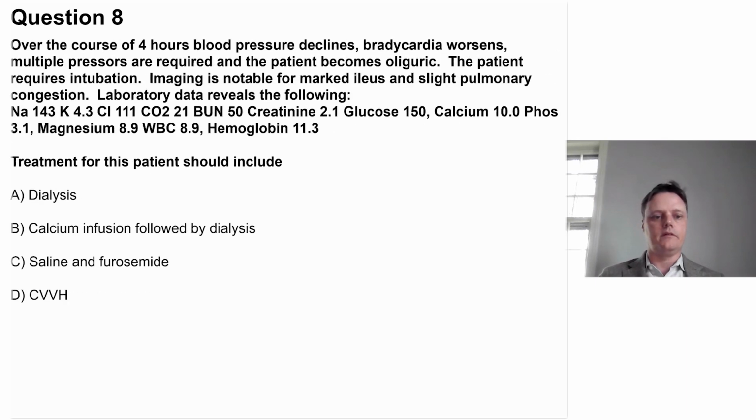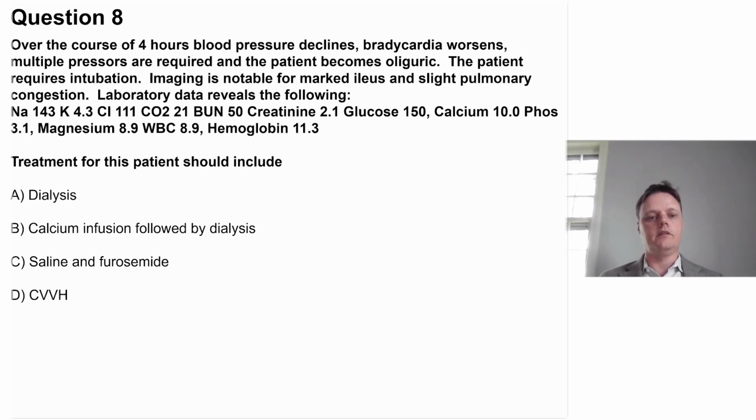Over the course of 4 hours, his blood pressure declines, his bradycardia worsens, multiple pressors are required, and the patient becomes oliguric. He requires intubation. Imaging was notable for marked ileus and slight pulmonary congestion. His lab data reveals the following: sodium 143, potassium 4.3, chloride 111, moderately decreased CO2 at 21, BUN 50, and creatinine 2.1. His glucose is 150. Calcium is normal at 10, phosphorus is 3.1, and his magnesium is markedly elevated at 8.9.